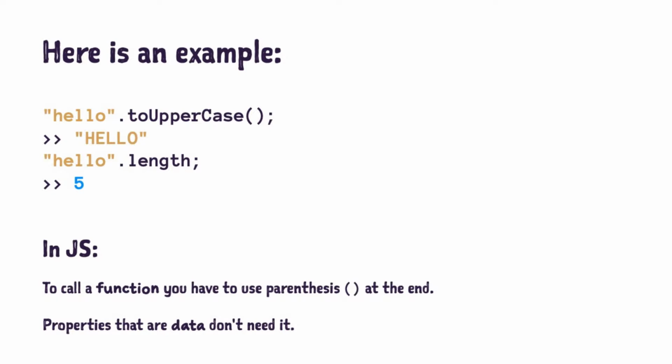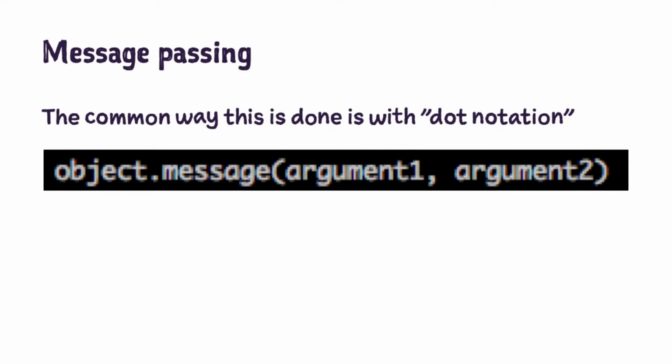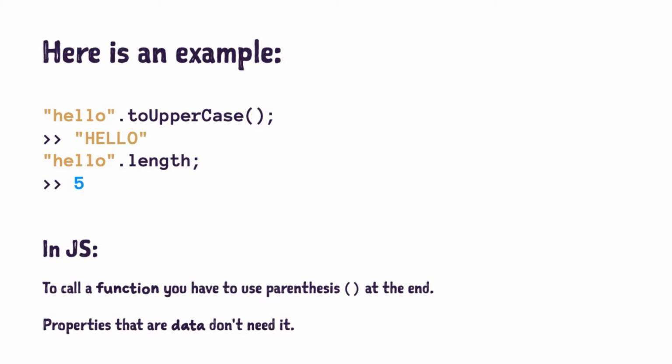Here's an example. I should take a pause here and explain quickly how message passing happens in an object-oriented language. Typically, this is done with dot notation, where you have an object, a dot, the message with the arguments in parentheses. This is a very common pattern. In JavaScript, a function call needs parentheses, but a property, which is data, doesn't need it.